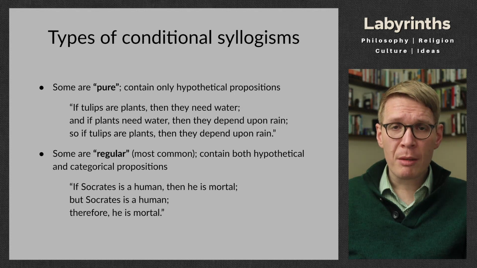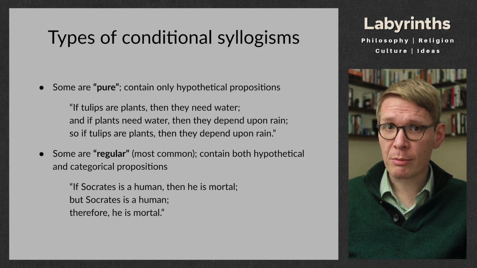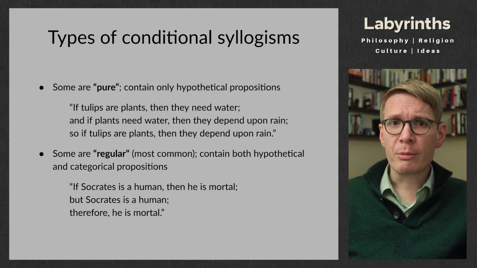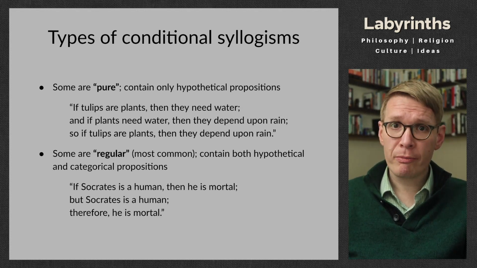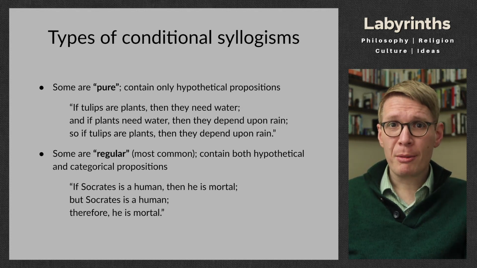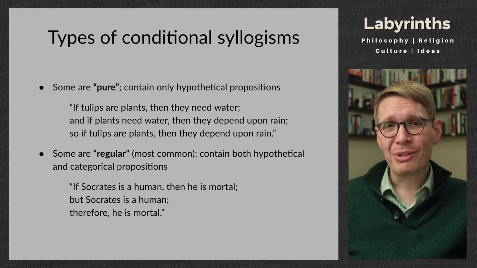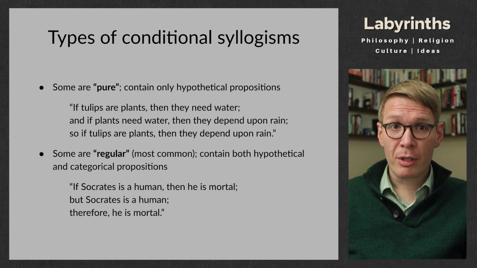It's called pure because all three terms, the major premise, the minor premise, and the conclusion, these are syllogisms, so they have three terms, all consist of a conditional proposition. So in this case, we have, if tulips are plants, then they need water. And if plants need water, then they depend upon rain. So if tulips are plants, then they depend upon rain. You can see all three, both premises and the conclusion, consist of conditional propositions, and this is why it's called a pure conditional syllogism.